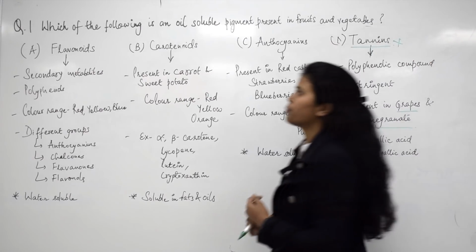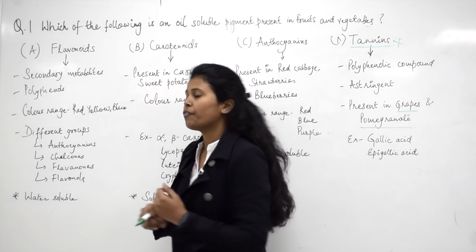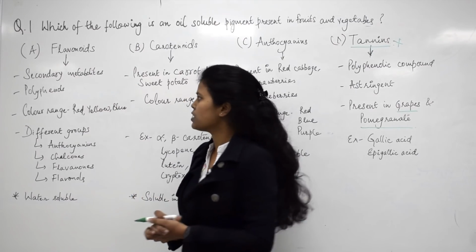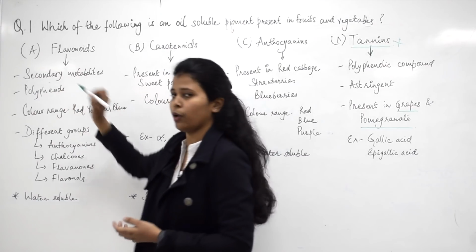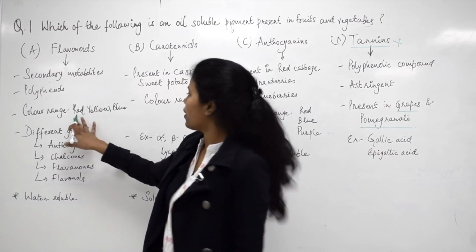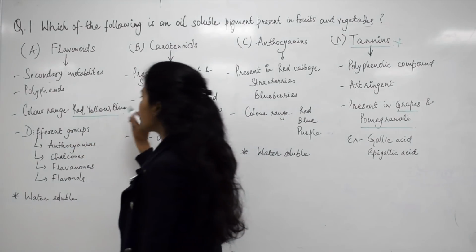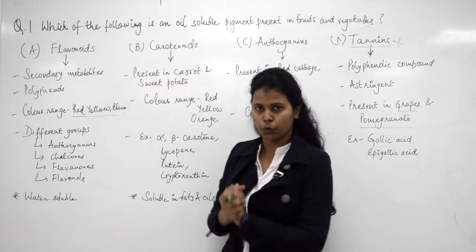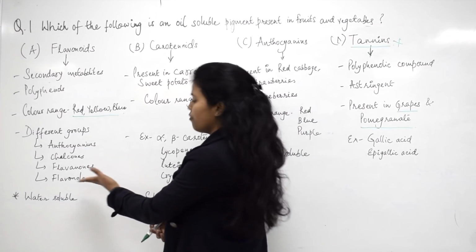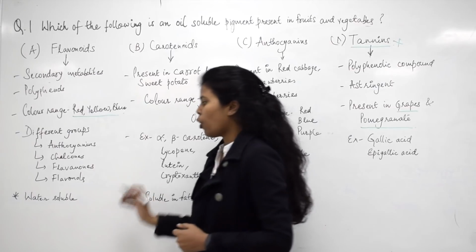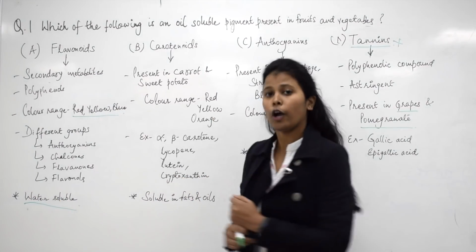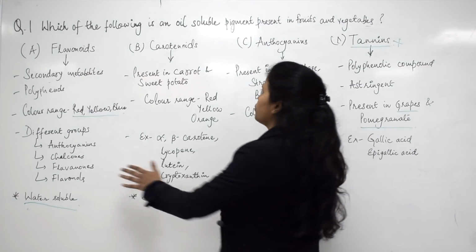Let's look at option A, flavonoids. Flavonoids are natural secondary metabolites which are present in fruits and vegetables, and these are also polyphenols and are natural antioxidants also. Their color ranges from red, yellow to blue. Different groups are there in this flavonoid group. The subgroups are anthocyanins, chalcones, flavanols, flavonols, and these all are water soluble. So the question is asking for oil soluble. This option is also ruled out.